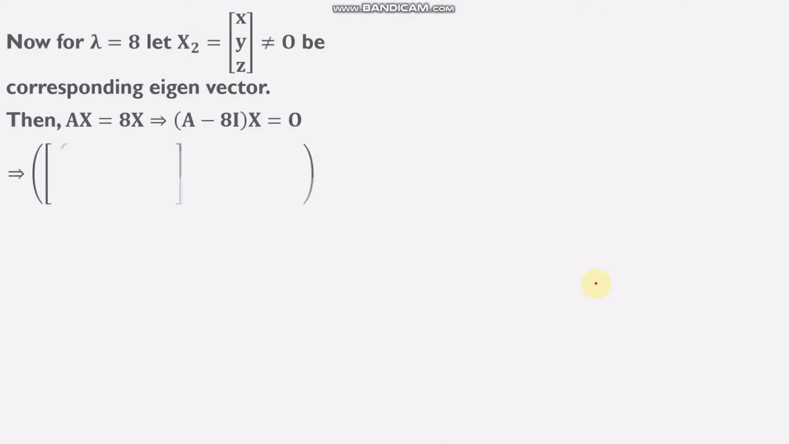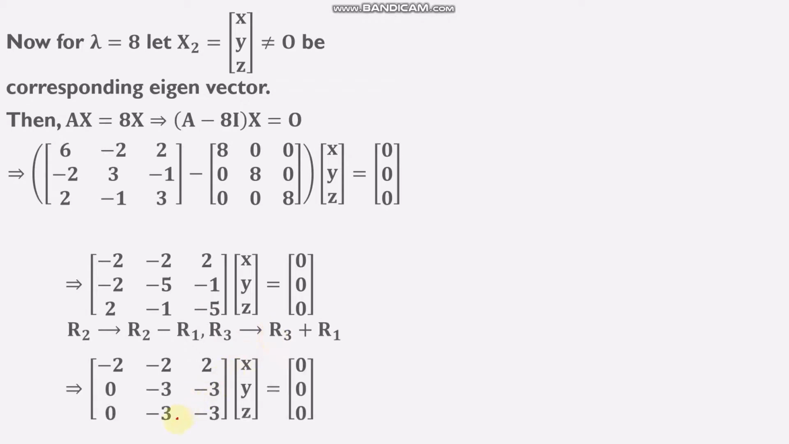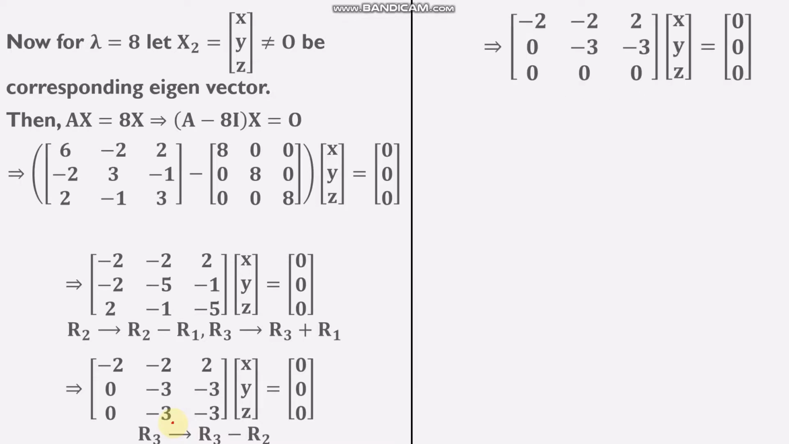Now for lambda equal to 8, again use the same procedure: subtract 8 from the diagonal, and you will get this system. You can reduce this system to echelon form. Apply the transformation R2 minus R1, R3 plus R1. Again apply the transformation R3 minus R2. So you get rank to be 2 here. So rank is 2, so 3 minus 2, it will have one linearly independent solution. One equation we are getting from here, x plus y minus z equal to 0, and one equation from here, y plus z equal to 0.